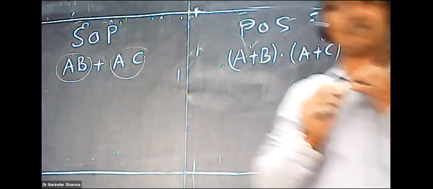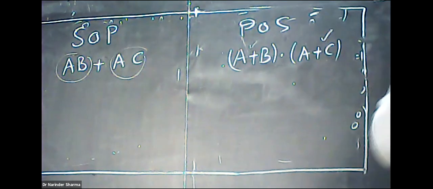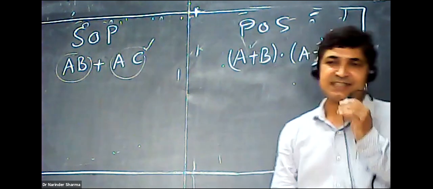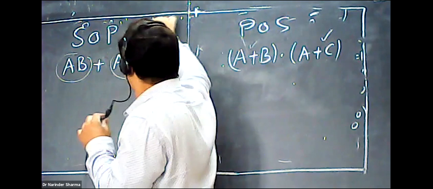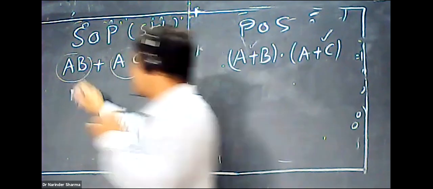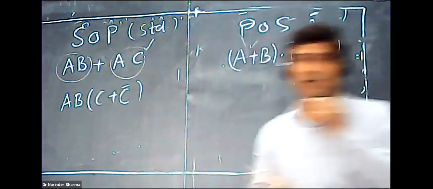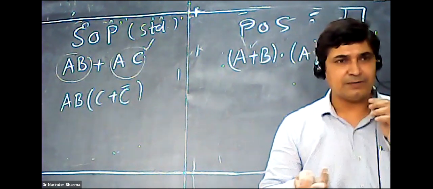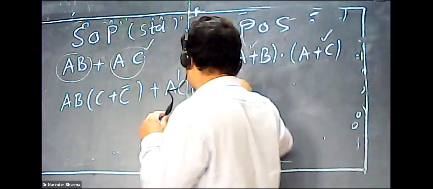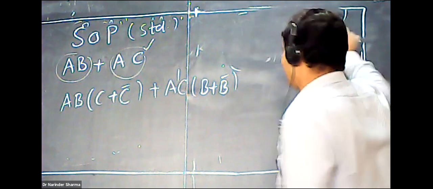We can convert it into the standard form, for example, standard SOP form. This expression we have to convert into its standard SOP form. In standard form, every variable should be present. For example, here it is AB. C is missing. We can write C plus C bar, because C plus C bar is 1. We have already learned this in Boolean algebra. Here, which is missing? B. Multiply with B plus B bar. You can open the brackets.